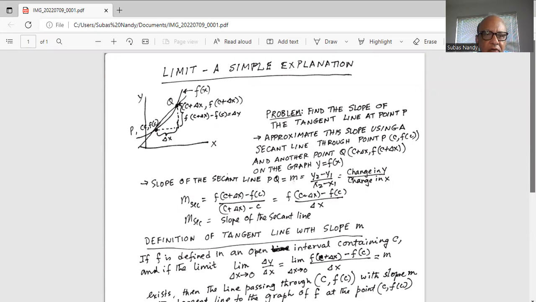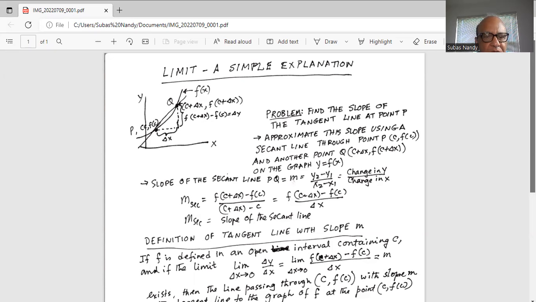To find the slope of the tangent line at the point P, we will approximate this slope using a secant line, which is a line drawn through P and another point Q on the curve, which has an x coordinate of c plus delta x and a y coordinate of the function of c plus delta x. The slope of the secant line through P and Q, where P and Q are 2 points on the curve y equal to f(x), is m equal to y2 minus y1 divided by x2 minus x1, which is change in y divided by change in x.